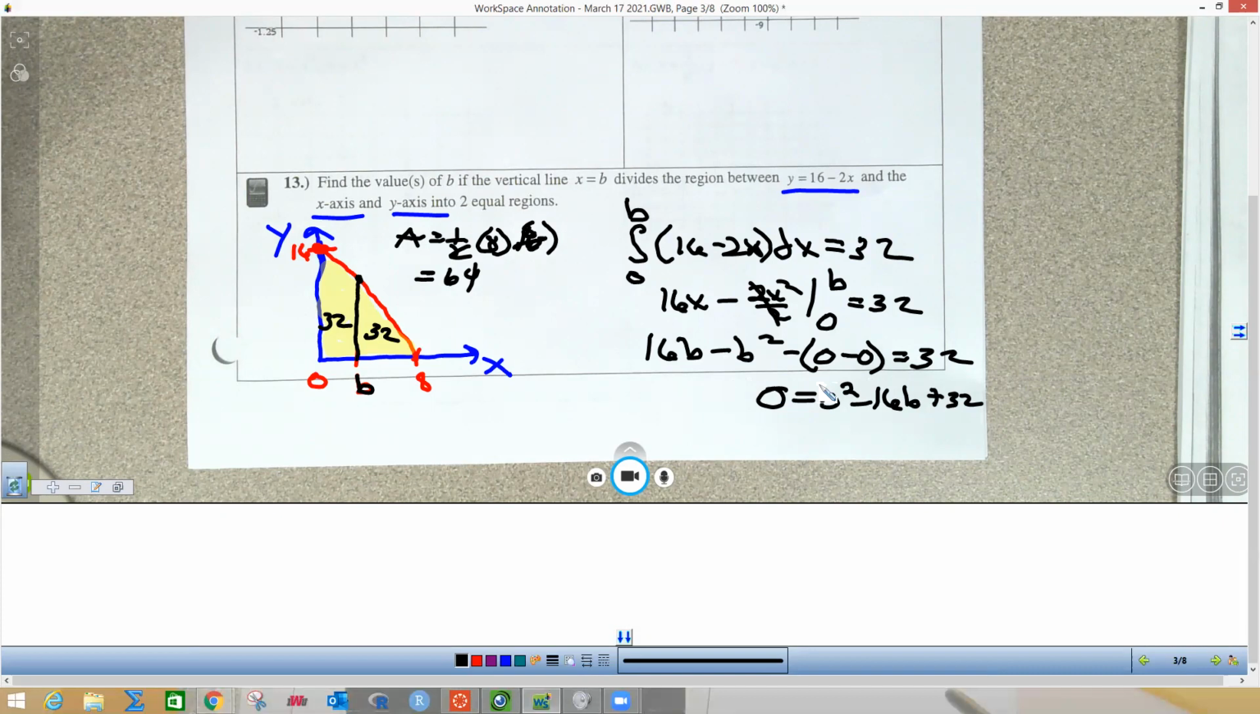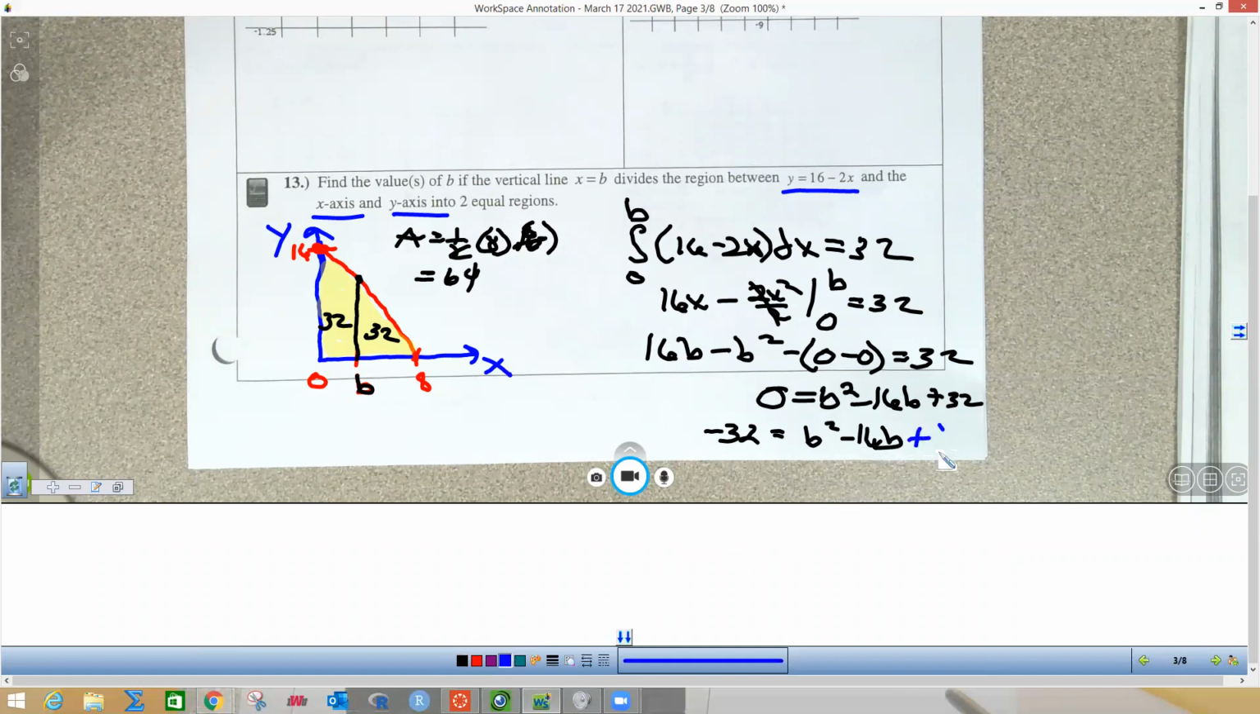So now you can either use the quadratic formula. Do you all know that? I'm going to show you what I think is faster. I'm going to complete the square to solve it. You guys did that too. My favorite is completing the square. So I need to get negative 32 to this side, and over here I got b squared minus 16b. And then I got to complete the square of this.